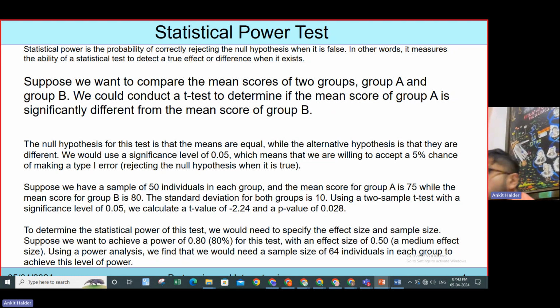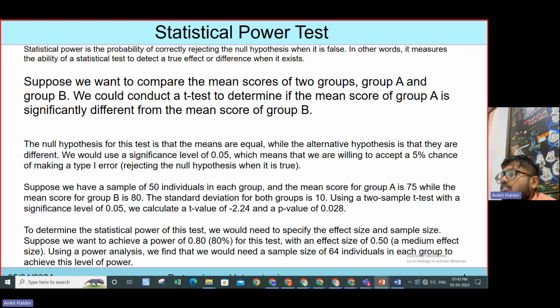It is the probability of correctly rejecting the null hypothesis when it is false. It measures the ability to detect a true effect or difference when it exists. Suppose we want to compare the mean scores of two groups, group A and group B. We could conduct a t-test to determine if the mean score of group A is significantly different from the mean score of group B. The null hypothesis for this test is that the means are equal. Significance level is a 5% chance.